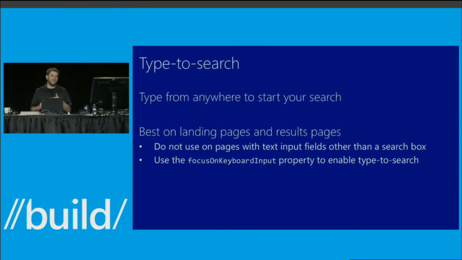Just a note about type to search. It's a great efficiency feature. The place where you'd want to avoid using it is if you have more than one text box on the same page. And one of them is a search box and one of them is something else. Because what that's going to do is create confusion for the user about where the text is actually going. And as soon as the user has to stop and think, it's no longer as efficient as it would be.